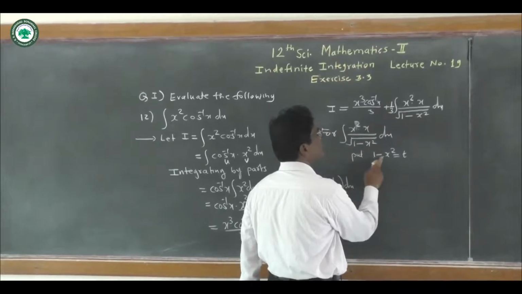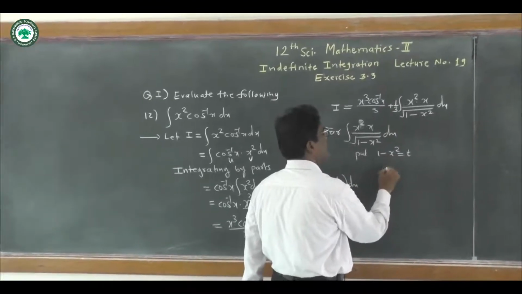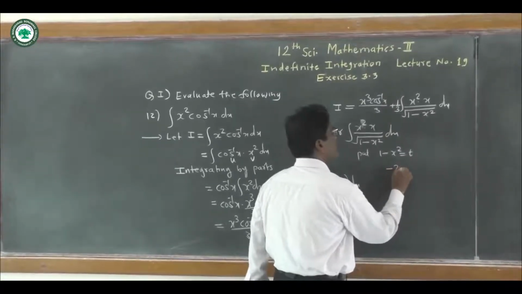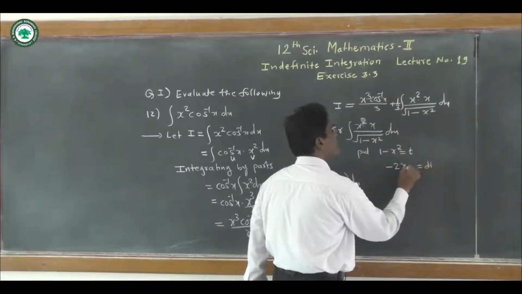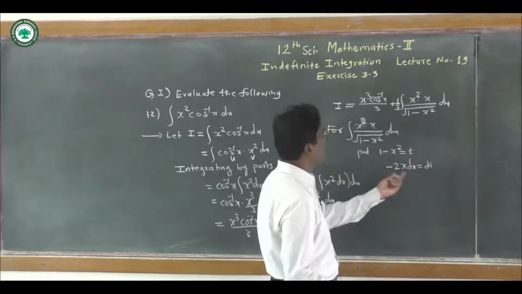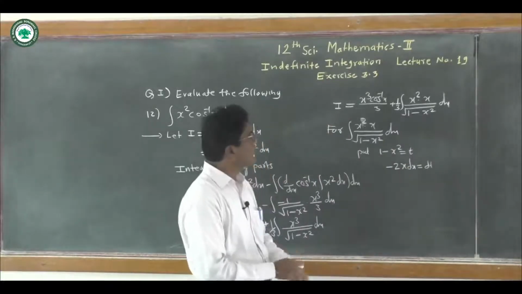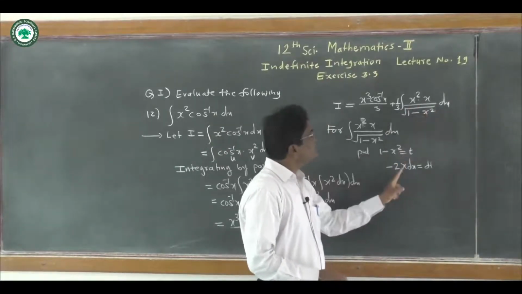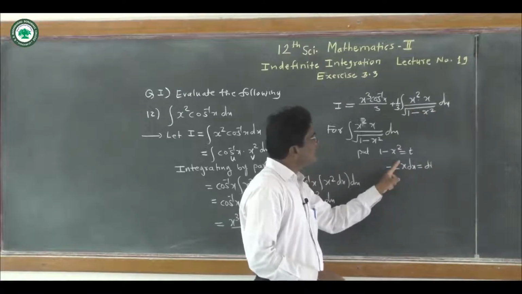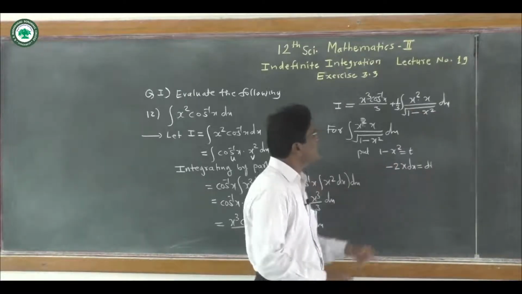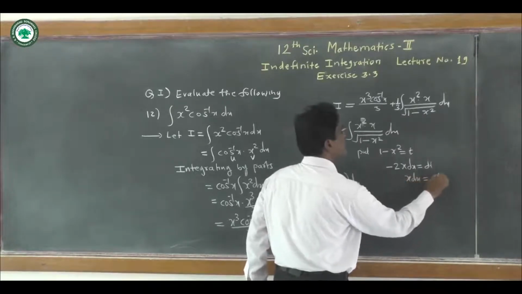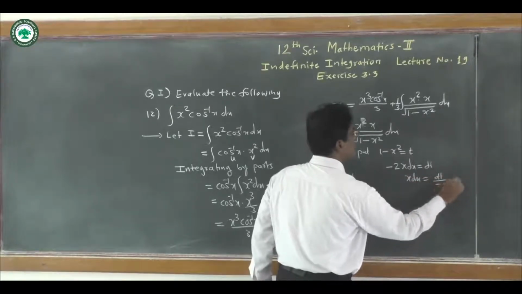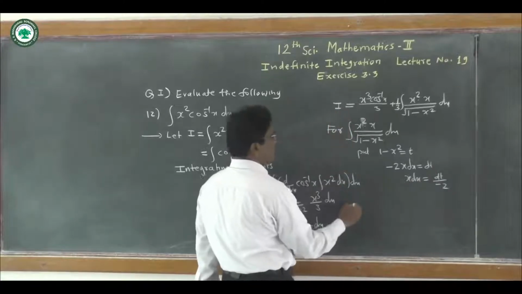Derivative of 1 is 0, minus derivative of x square is minus twice x, is equal to the right hand side, dt upon dx. We carry dx, so we get here minus twice x dx is equal to dt. Now here x dx, so we put x dx here and carry this minus 2 on the right hand side, and so we get here x dx is equal to dt upon minus 2.